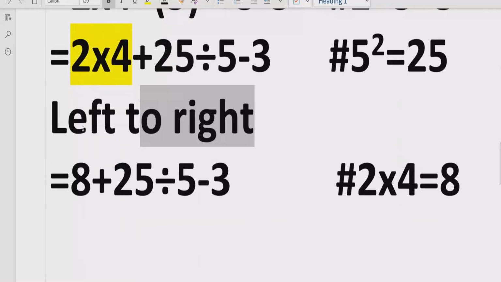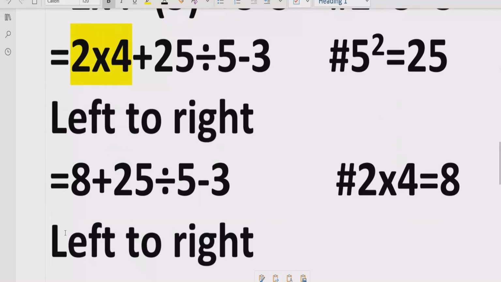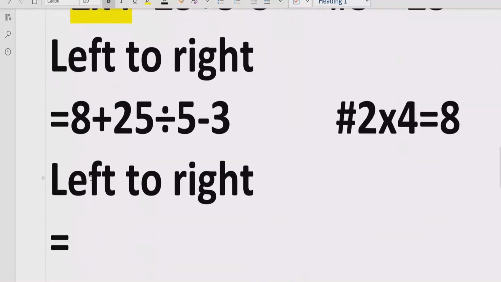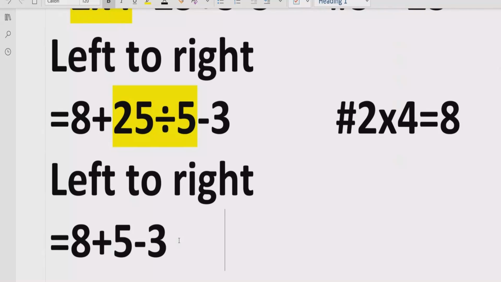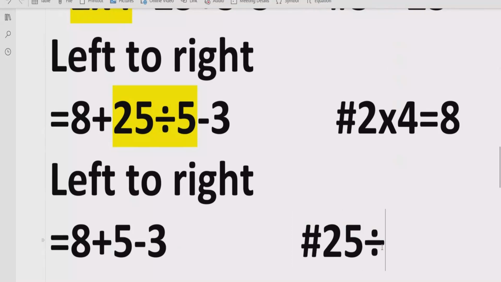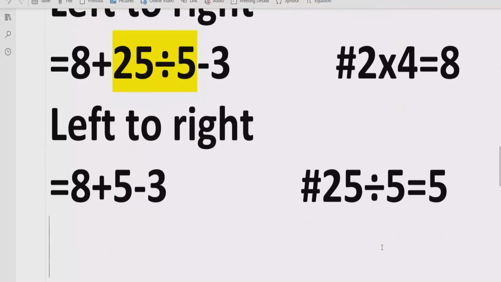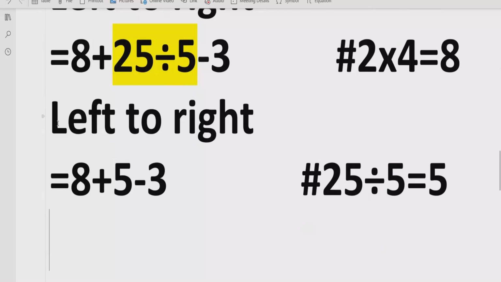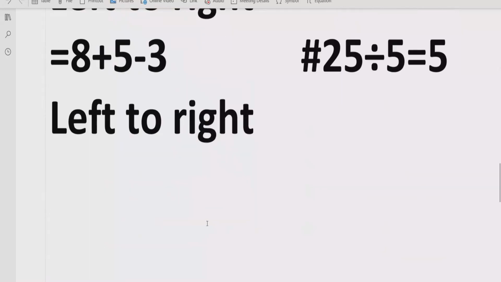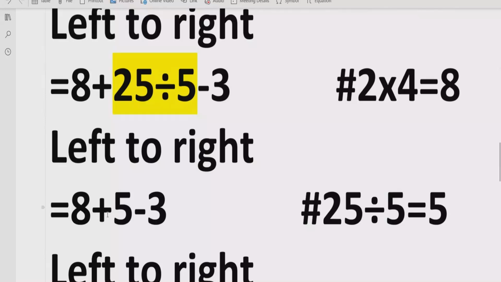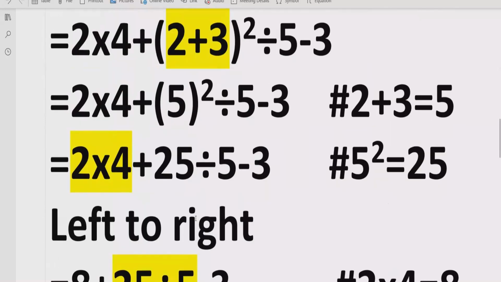Now move forward. Again, we have to go left to right and find out which is coming first. So now we have 25 divided by 5. 8 plus 25 divided by 5, minus 3. We have to write as it is. And here we have to give the reference like 25 divided by 5 equals 5. Then we have to see, now again we have to go left to right and find out which is coming first. So now we have 8 plus 5. Now we have solved all division and multiplication.